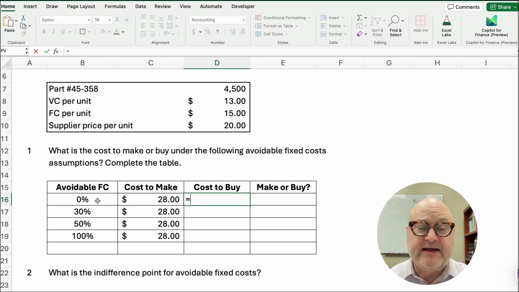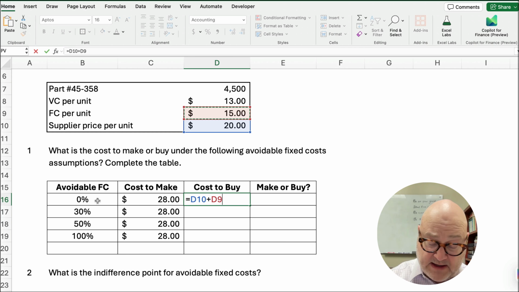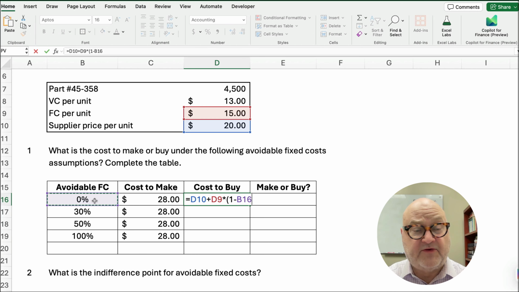So we're going to say that if it's zero avoidable, here's what we're going to do. We're going to take the $20 plus we're going to take the 15, which is our fixed cost, and then we're going to multiply that fixed cost times 1 minus the percentage that's avoidable. So here, 1 minus 0% is just going to be 1. We don't get rid of any of our fixed cost.